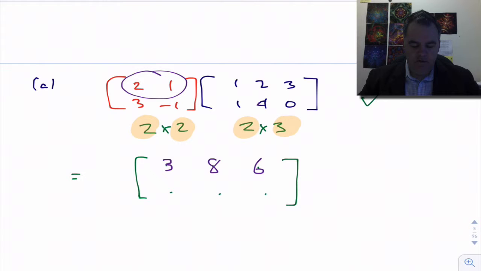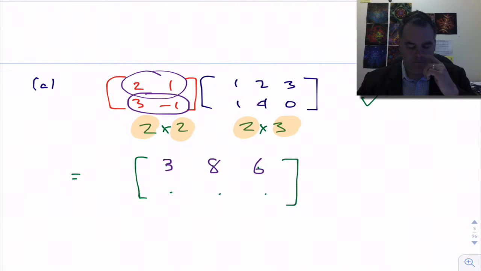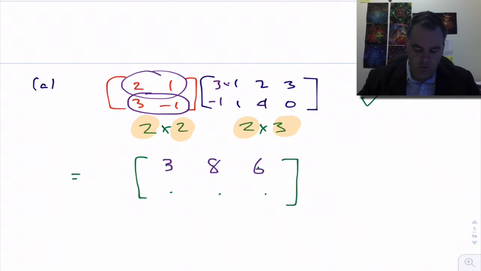Here they are. So again, we get these numbers in the bottom, we turn them on their side and we move it across. So we've got 3 and negative 1, we've turned it on its side, we multiply and add. So 3 times 1 plus negative 1 times 1 gives me 2. Okay. Do it again. 3 times 2, 6, plus negative 1 times 4 is negative 4.